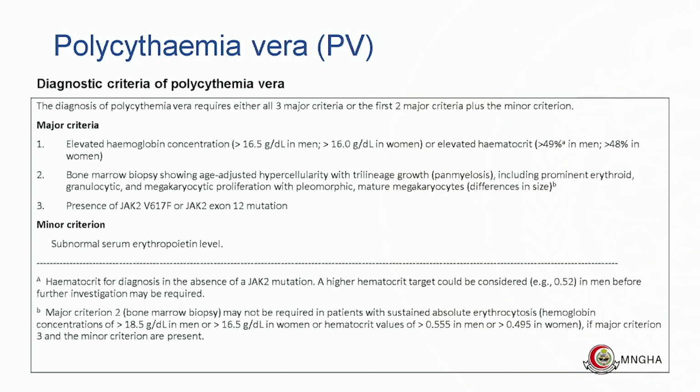For polycythemia vera, the diagnostic criteria are almost the same. However, they mentioned that if the patient is negative for JAK2 mutations, a higher hematocrit target could be considered. So if the third of the major criteria is not available, two are enough. However, they are targeting a higher hematocrit level.